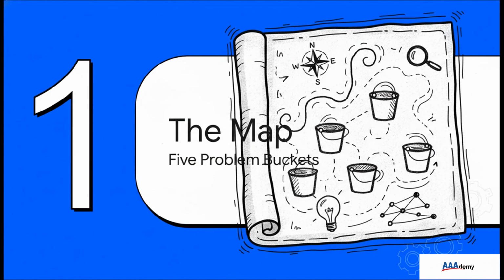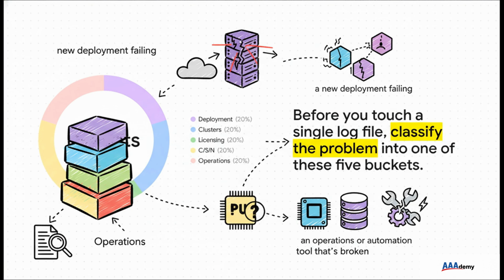Okay, so every good journey needs a map. For troubleshooting, our map is all about categorizing the problem right away. Instead of staring at 100 possibilities, we're going to start with just 5 fundamental areas where pretty much every issue lives. The first step is always the same, and it's surprisingly simple. Before you even think about touching a log file, you just classify the problem. Ask yourself, is this a new deployment that's failing? Is a cluster acting up? Is it a license thing? Or is it a problem with the classic trio: compute, storage, or networking? Or hey, maybe the operations tool itself is what's broken. Just making this first decision is half the battle.